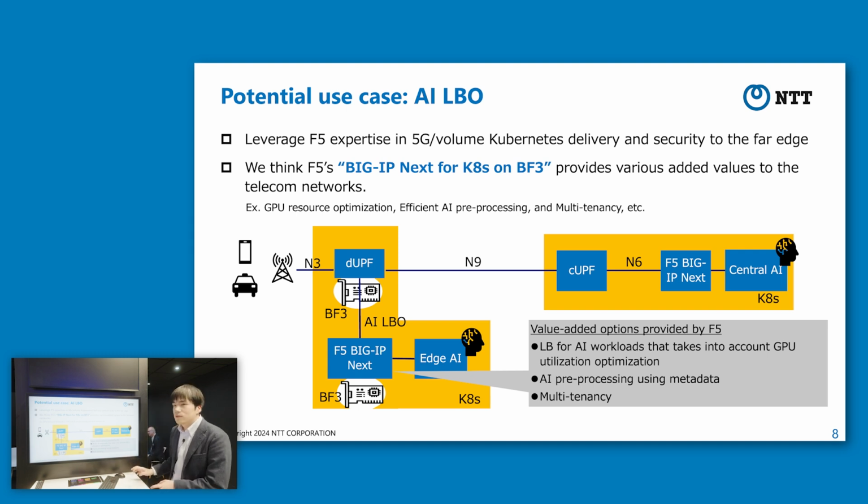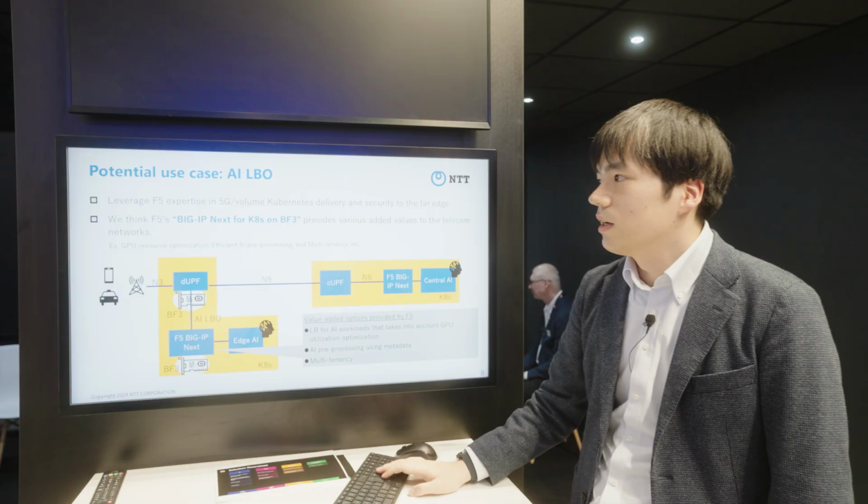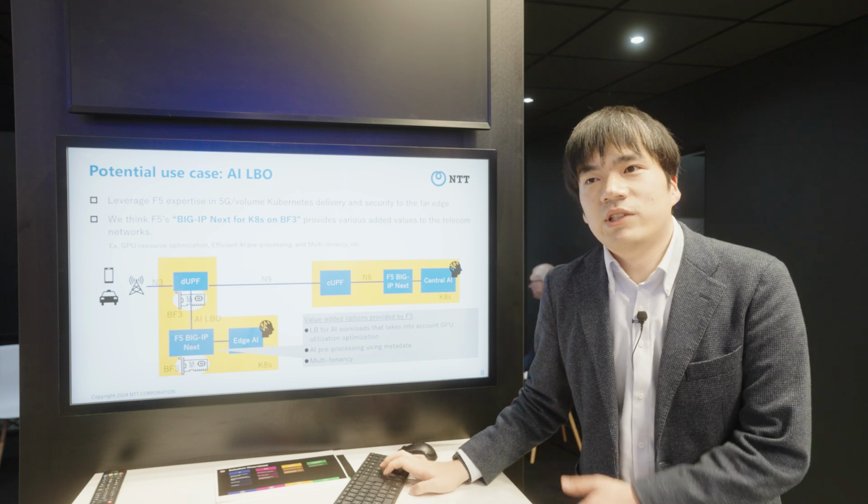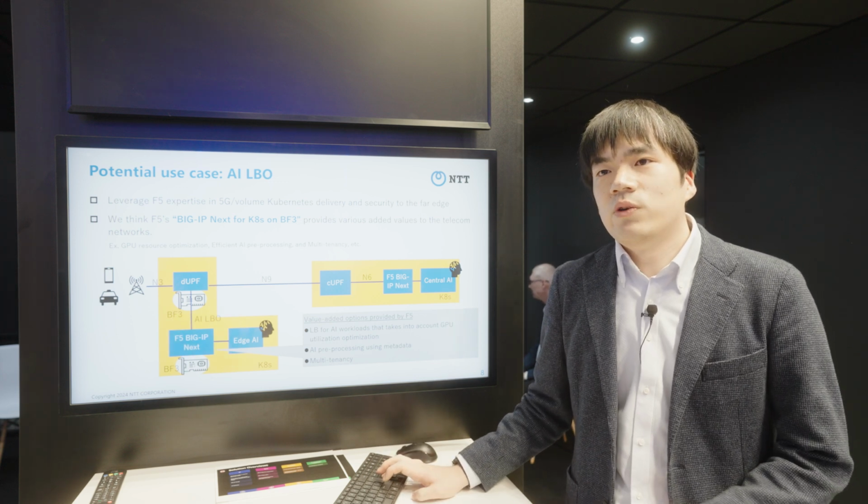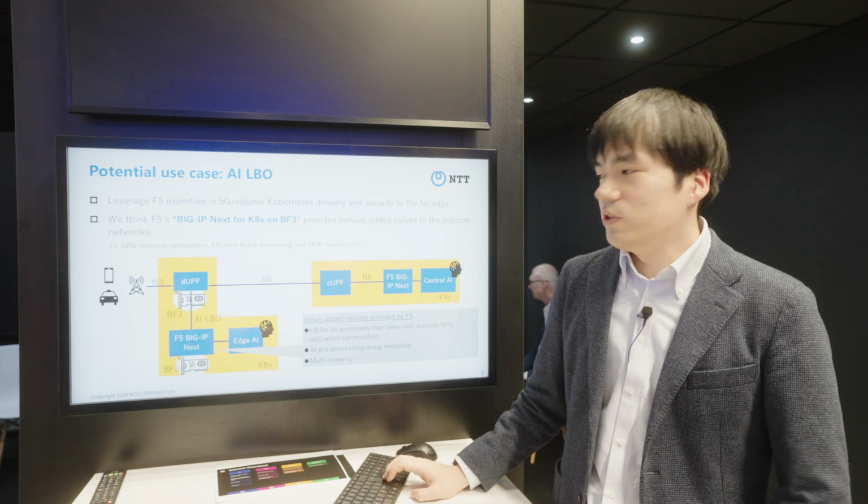And we can leverage F5's expertise in 5G cloud-native Kubernetes delivery and security for this far-edge use case. And we think F5's BIG-IP Next for Kubernetes on BlueField-3 provides various added values to telecom networks in terms of this AI LBO use case: GPU resource optimization, efficient AI pre-processing, multi-tenancy, and so on. As our collaboration has only just started, we plan to continue to deepen our collaboration in the future.